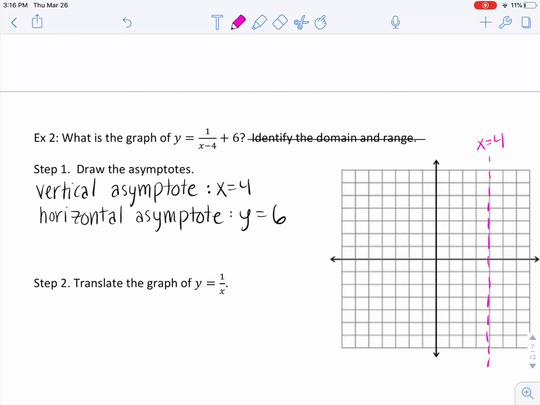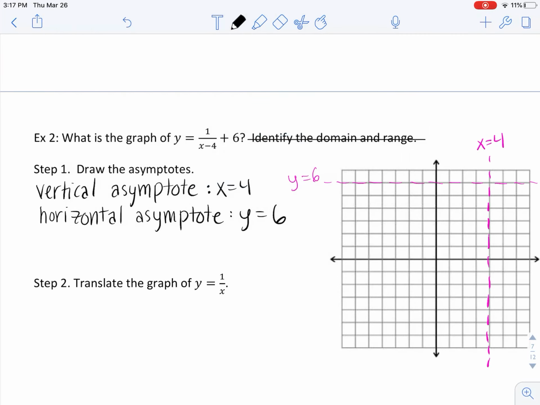And then our horizontal asymptote is y equals 6. There we go, our vertical and horizontal asymptotes. And now I want to actually graph y equals 1 over x minus 4 plus 6. There's a couple ways to do this.